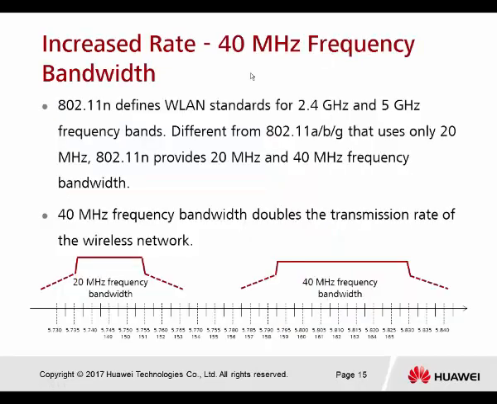40 MHz frequency bandwidth. Channel aggregating, or channel binding, only works in 802.11n. Only those products can support channel binding. It allows us to combine two different channels. Of course, the channel must be adjacent to your current channel. In order to do the aggregating, they support up to 40 MHz frequency bandwidth.